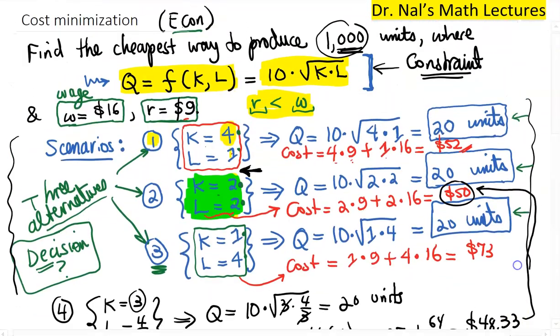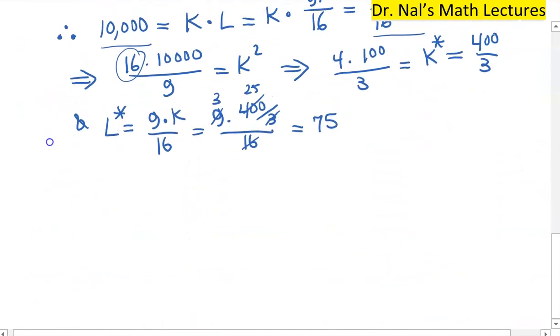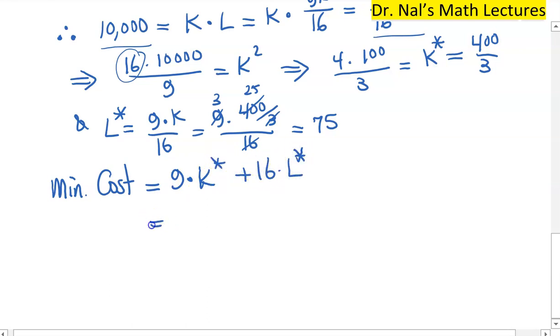So let's go all the way up. The question was to find the cheapest way to produce 1000 units of output, given the technology we use and the fact that this is the cost of labor and this is the cost of capital. Now, what is that cost? We can easily calculate it. The minimum cost is simply equal to 9 times K star plus 16 times L star. These are the minimum amounts.